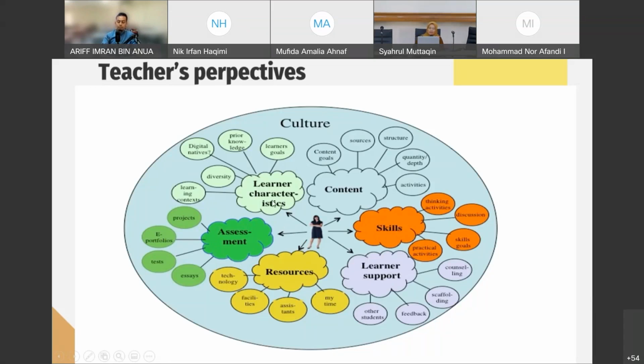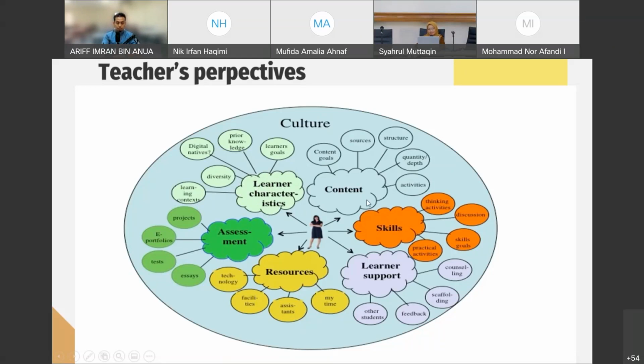For the learner characteristics point of view, the teacher will also think of the learner's goals, the prior knowledge of the learners, and then also the digital natives, whether the students are familiar with computers or not. And then the diversity of the students and also the diversity of the behaviors and also attitudes and also the learning contexts.